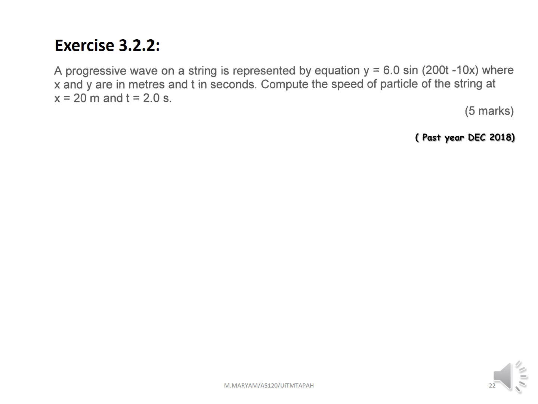The second next example is a progressive wave on a string represented by the equation y = 6 sin(200t − 10x), where the minus sign represents the wave traveling to the right, and x and y are in meters and t in seconds. Compute the speed of a particle of the string at x equal to 20 meters and t equal to 2 seconds. Compute the speed.